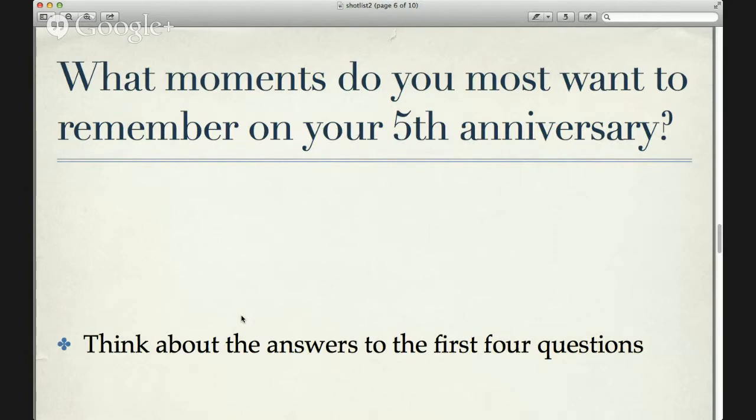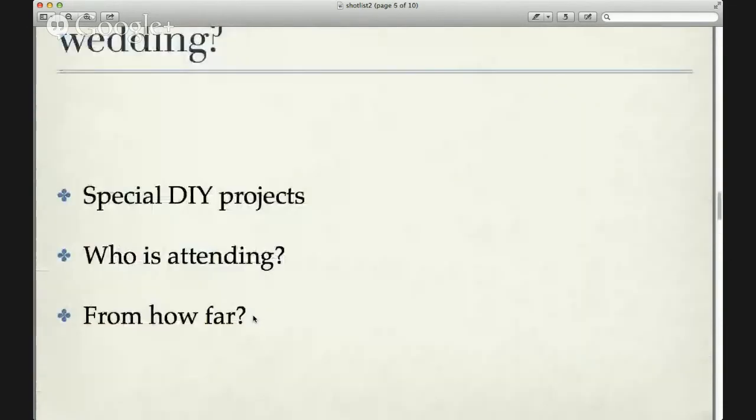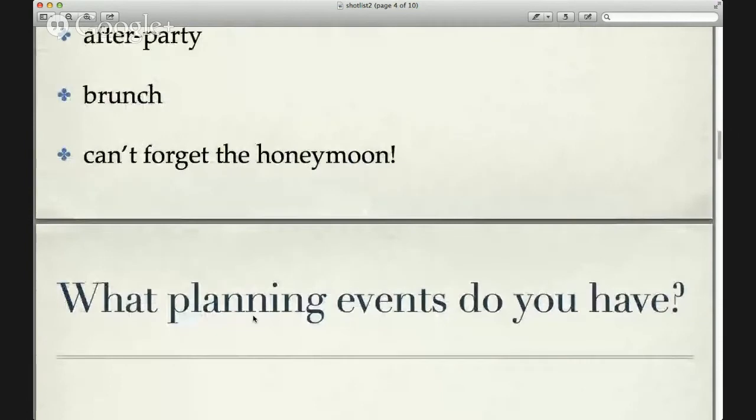So what is it about your wedding itself that you want to remember 5 years later? Or picture showing it to your kids and laughing about how their uncle was dancing at your wedding when he had a little bit too much to drink. What moments do you want to remember? That's when you want to think about the answers to those first 4 questions when you're creating your shot list. Sorry, I'm scrolling up probably too fast.